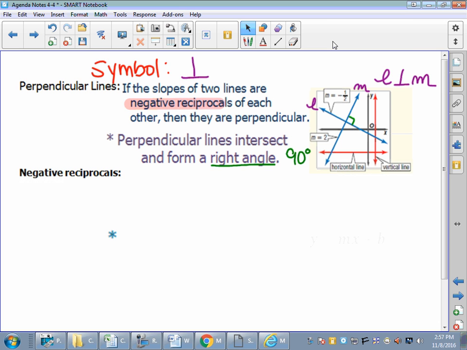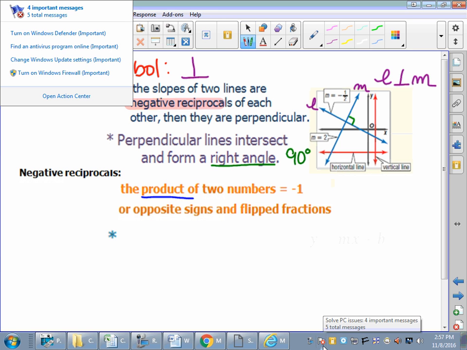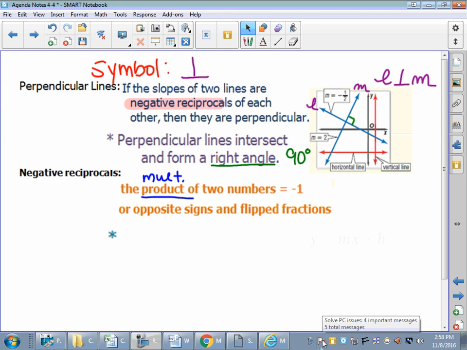So now let's talk about that negative reciprocal thing. Here's what that means. That means that the two slopes, if you multiplied them, the product would be -1. Or some people prefer to look at it as opposite signs and flipped fractions. So the reciprocal fraction with the opposite sign. So if one is positive, the other has to be negative.